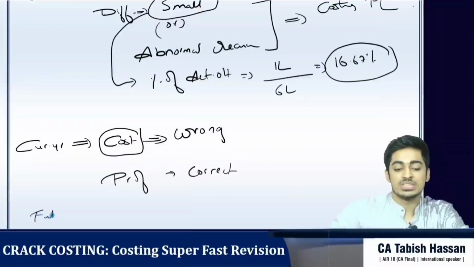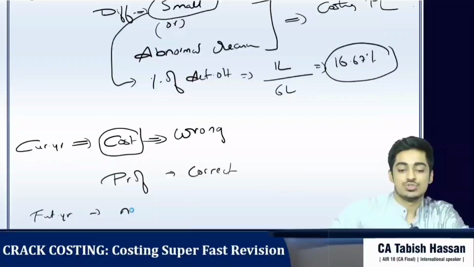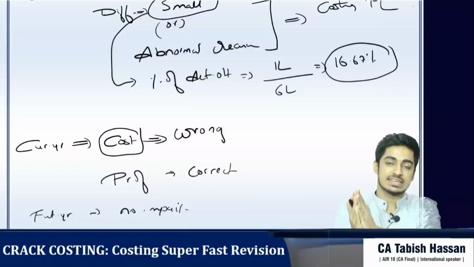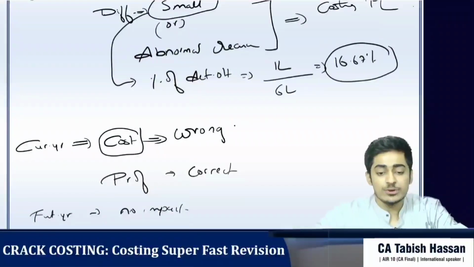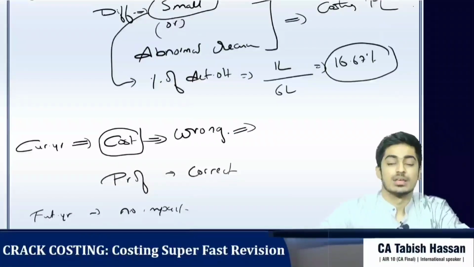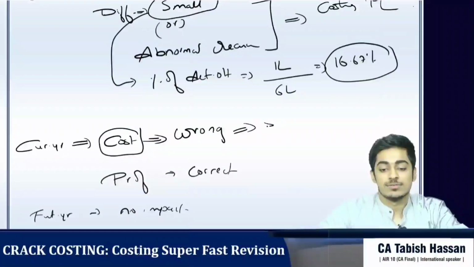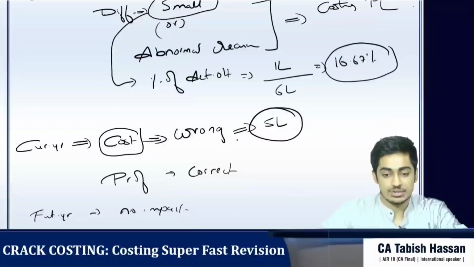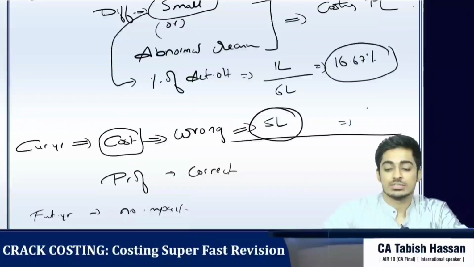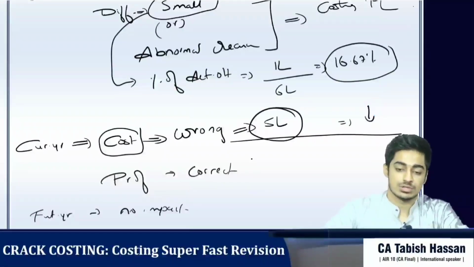And for the future years, there is no impact, as the entire impact is nullified and set aside in this year only. So why would cost be wrong? Because in the cost, we have only shown 5 lakh as the overheads, but in actual it is 6 lakh. So we have not shown the entire cost. In the given example, we have undercast the cost.